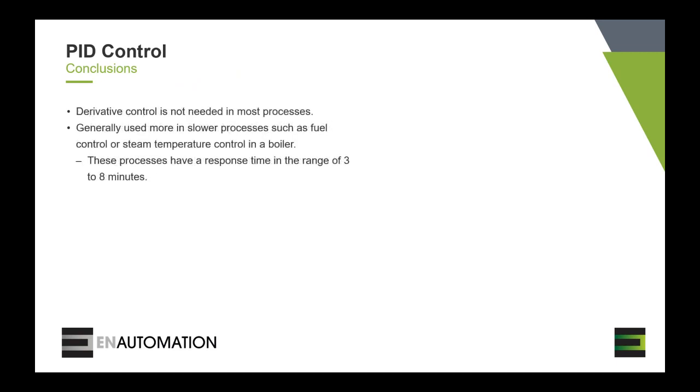I have found that derivative control is not needed in a lot of processes. Generally, it's used in slower processes, things like fuel control, boiler pressure control, steam temperature control, and boiler. Some of these processes have a response time in a range of 3 to 8 minutes. So as the process response time gets slower and slower, then the PID control has to become more dependent on derivative control.